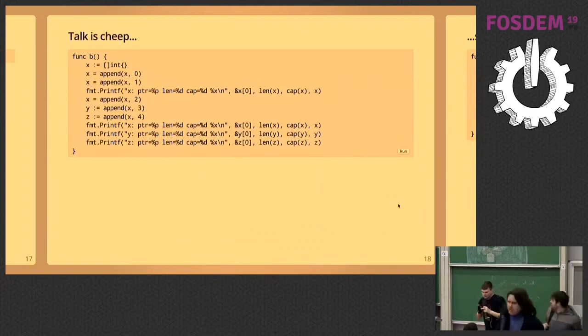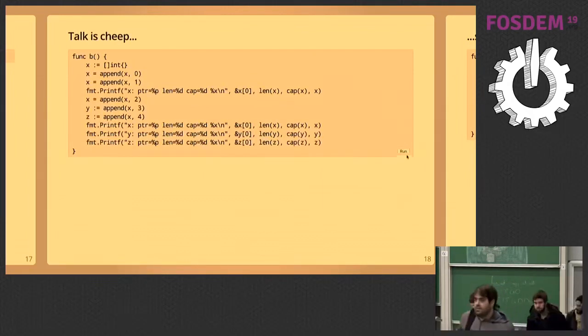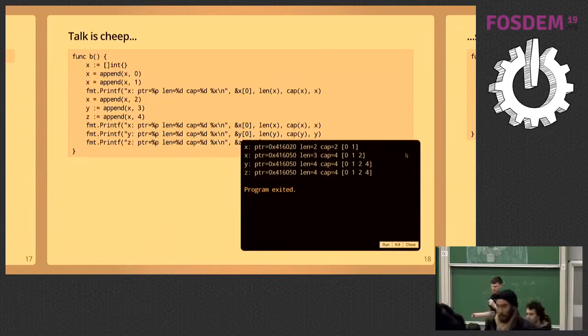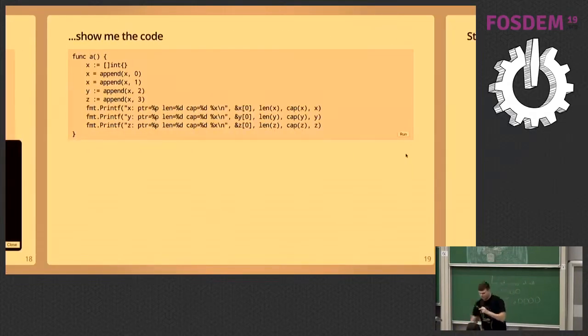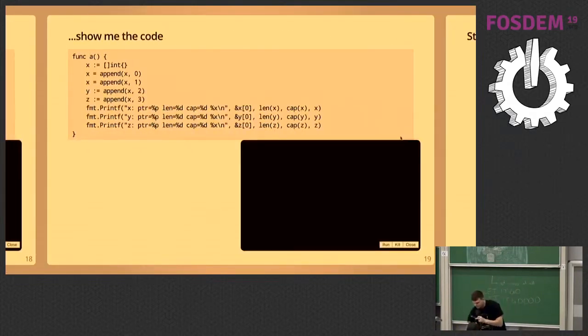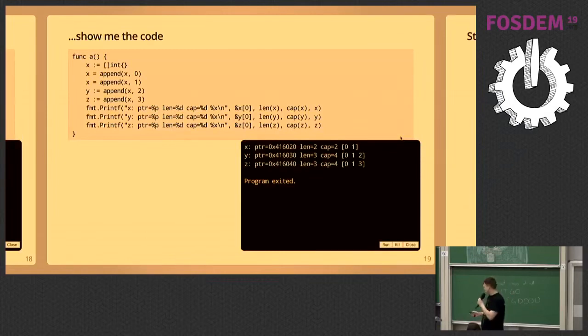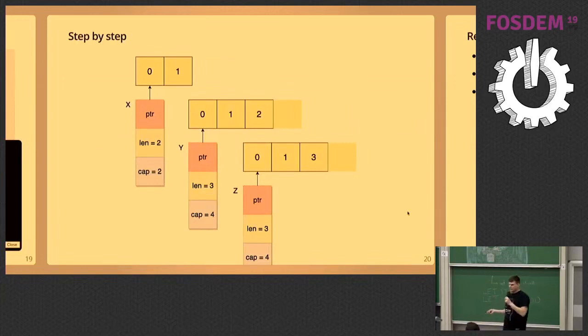So yeah, when we run this and print memory locations, we see that everything is in one place. And in our second example, these pointers are different. So yeah, I was expecting slices to work like this every time. Unfortunately, they do not work like this.